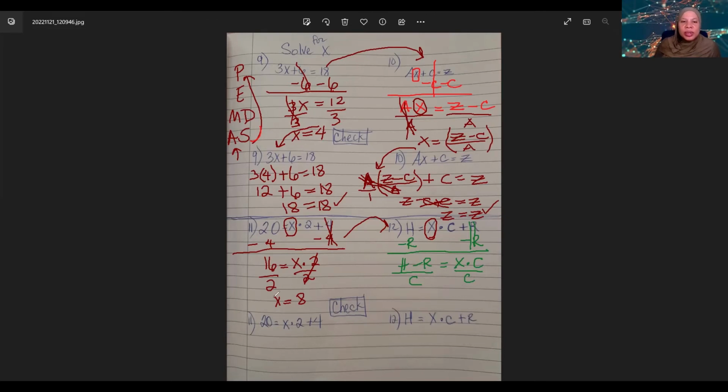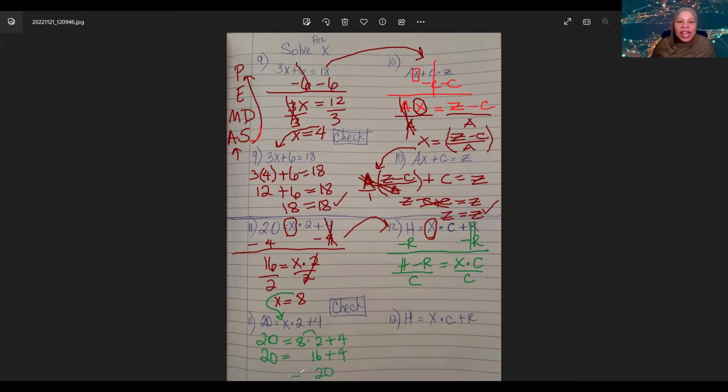All right, now I'm going over here to check it. X equals 8, so I'm going to plug in 8 where I see the X. So 20 equals 8 times 2 plus 4. Now, I'm not solving for a variable at this point. I am doing order of operations because I just have odd numbers. So I'm going to bring down my 20 and leave that alone. Over here, 8 times 2 is 16, plus 4 is 20.